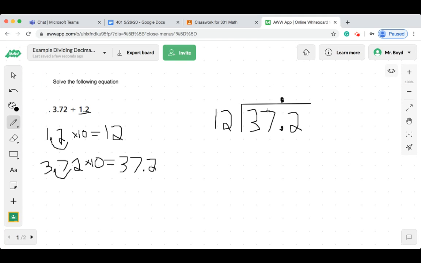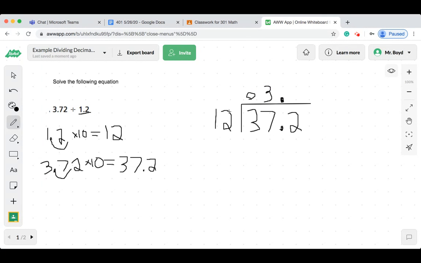Now, look at my first number, 3. Can I break 3 into 12 groups? I can't do that because I don't have enough, because it's smaller. So I'll just put a little 0 here as a placeholder so I don't accidentally put a number in there. Now I look at 37. Well, I can break 37 into 12 different groups, and I could do that actually 3 times.